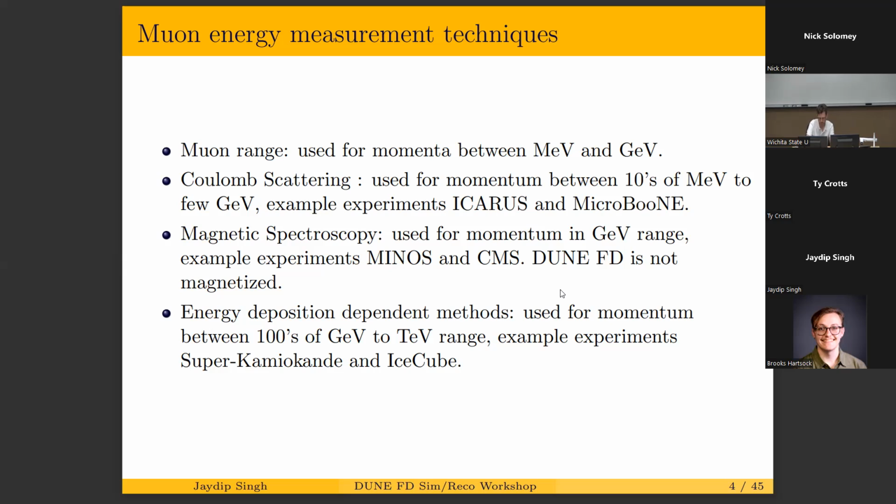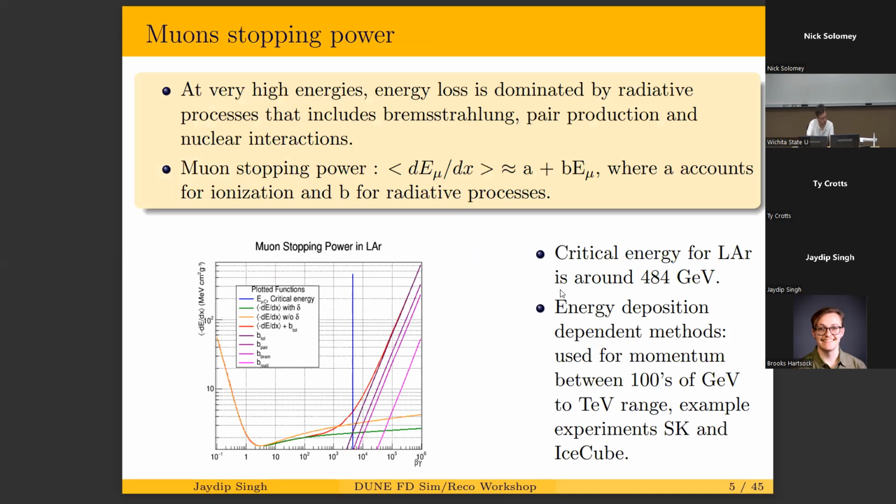In this work, we will be using the energy deposit dependent method, and this method works for the energy range of hundreds of GeV to the TeV range. Experiments like Super-Kamiokande and IceCube are using this technique. Again, these are the basics of the muon stopping power, as we know, for very high energy muons.